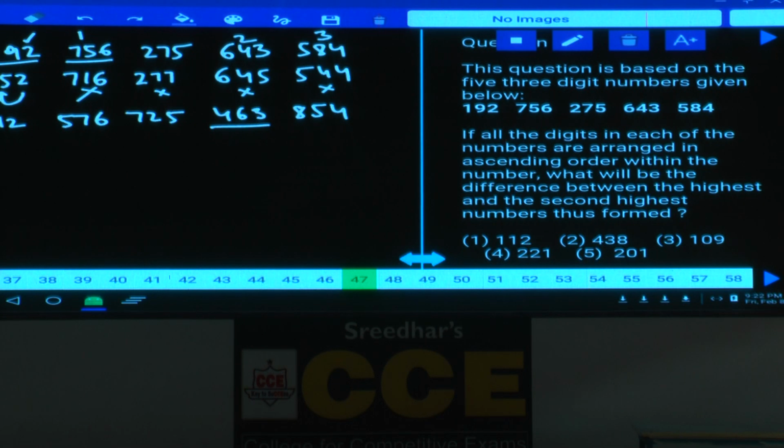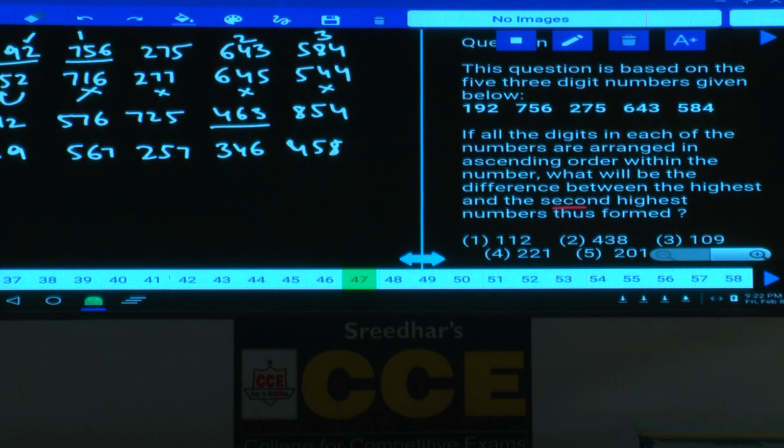Now in this 47, if all the digits in each of the numbers are arranged in the ascending order, then this 192 will be 129, 756 will be 567, and 275 will be 257, and this will be 346 and 458. Now the digits are arranged in the ascending order. Then what will be the difference between the highest and the second highest numbers?